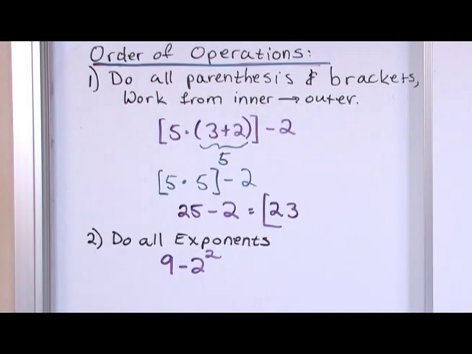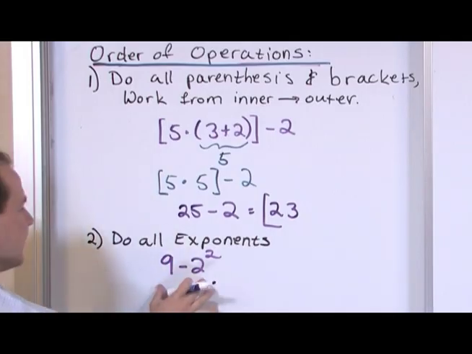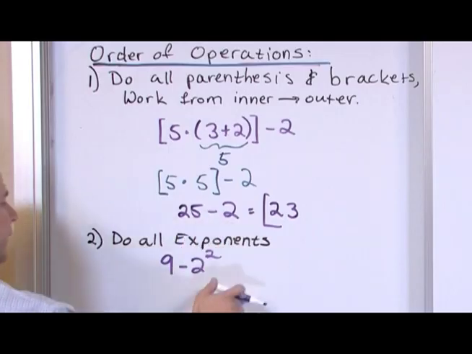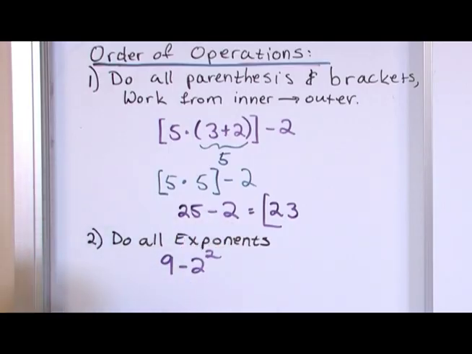But when you're new to algebra, you might not know. Should I take the 9 minus the 2 and get 7 and then somehow square the 7? Well, that's not right. That's what I'm telling you. You're going to get the wrong answer. You have to do exponents before you ever do any addition or subtraction because addition and subtraction are going to come way down here at the bottom.